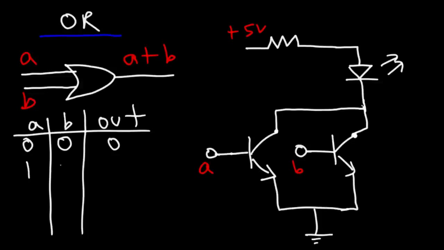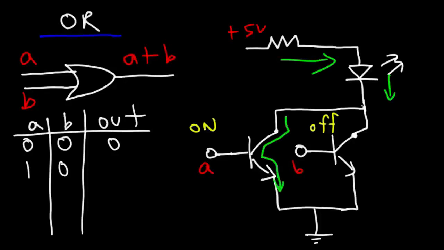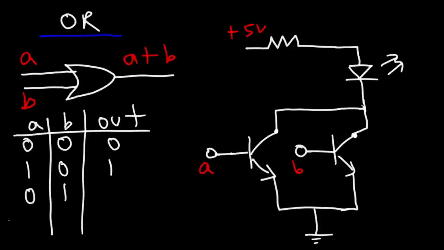Now what about if the first transistor is on, but the second one is off? What's going to happen? Current can flow through the resistor, through the LED, and through the transistor that is on. So therefore, there's a path from the positive voltage source to the ground. So the LED will be on. So let's put a 1. Now what if transistor B is on, but transistor A is off? Current can still flow, but this time through transistor B. So the LED will be on.